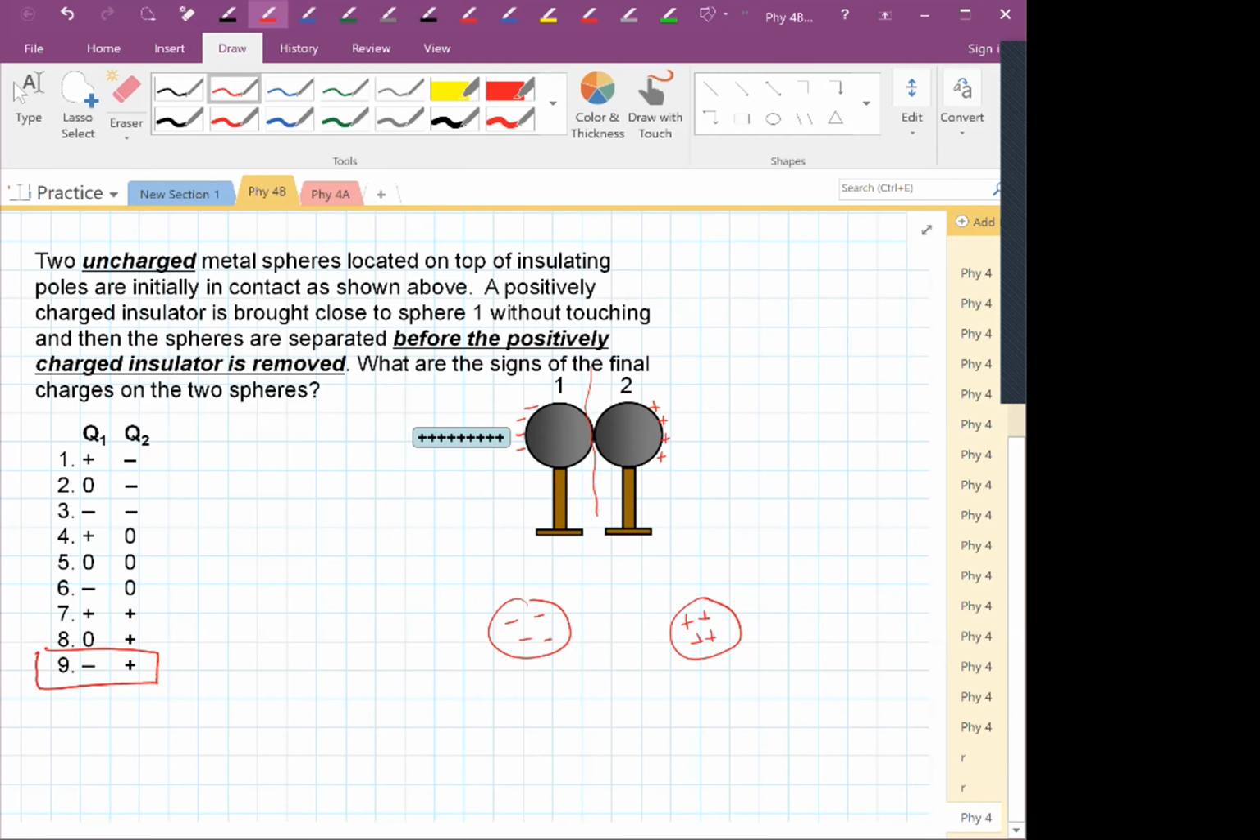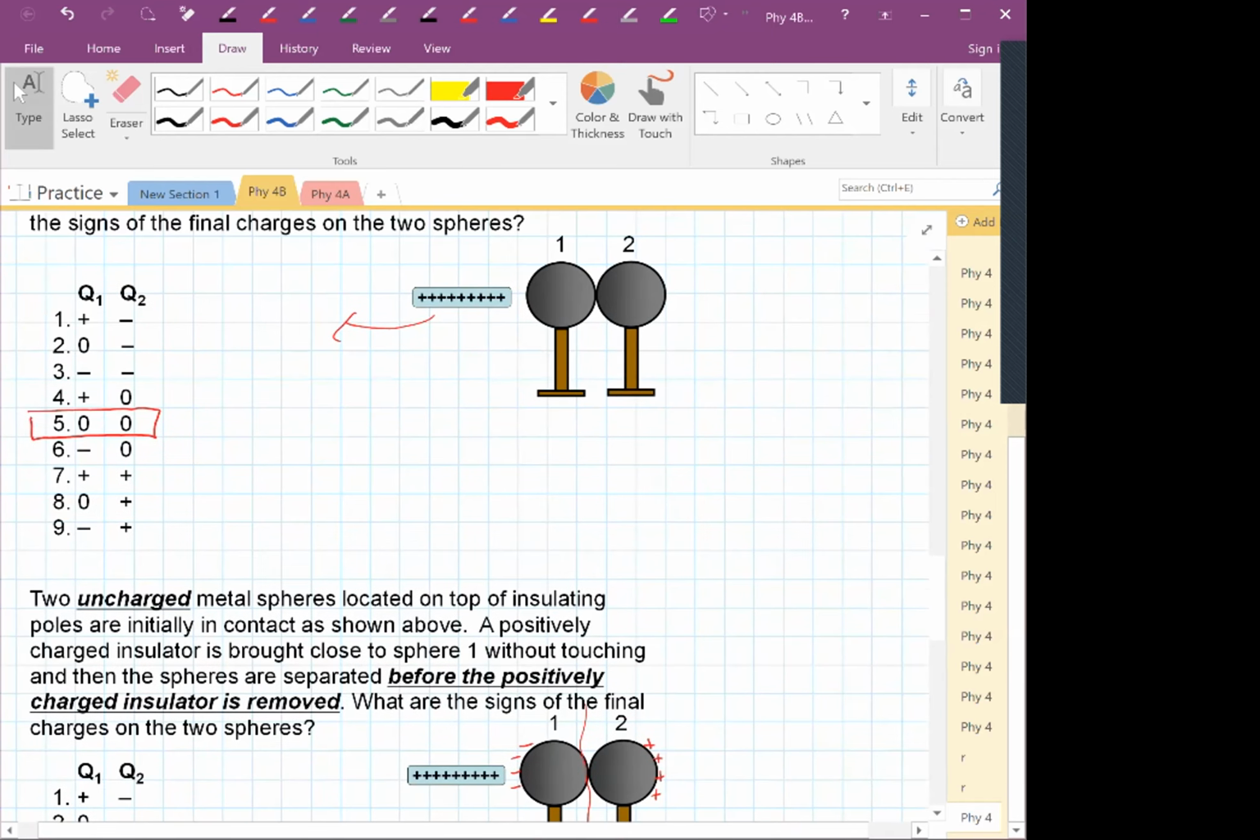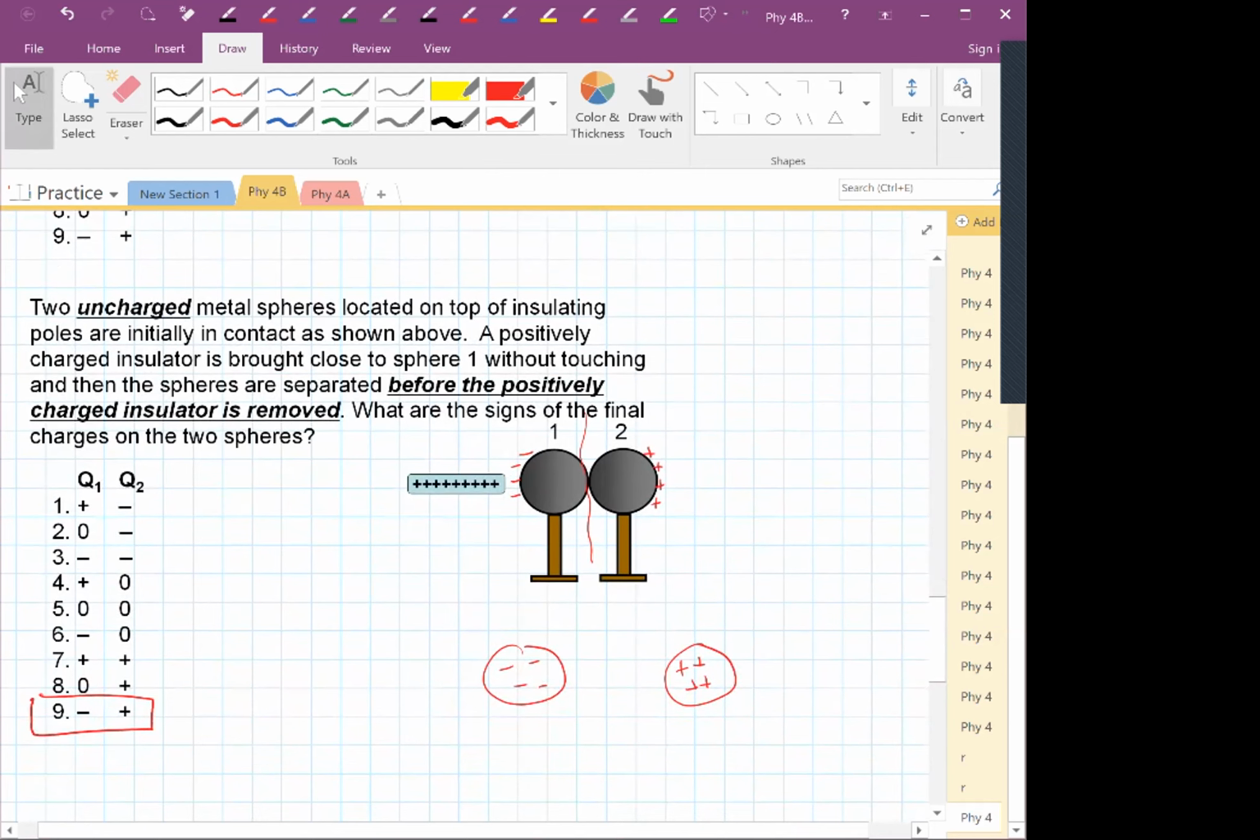So in both cases, the spheres are eventually separated. In the first case, they were separated when the charged rod was not present. In the second case, they're separated in the presence of that charged rod.